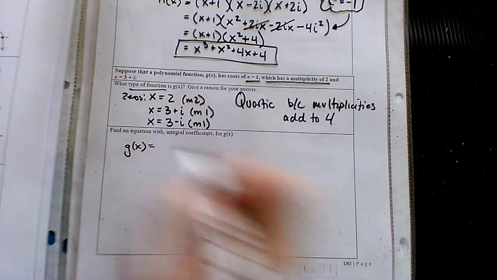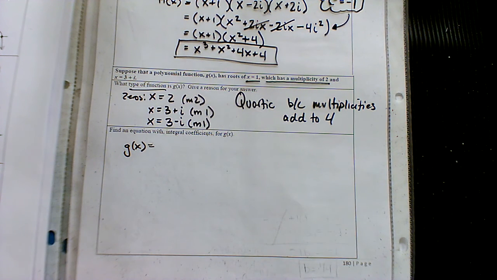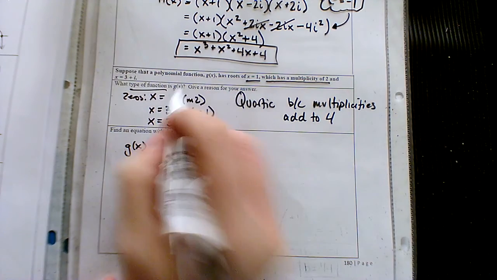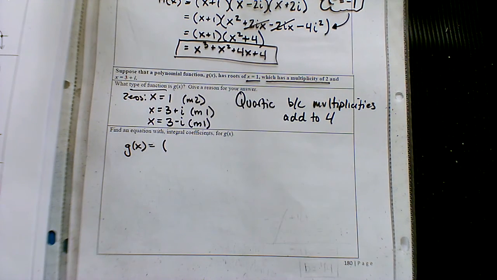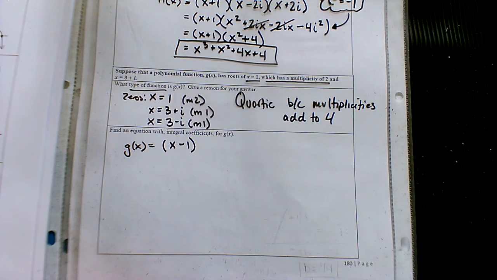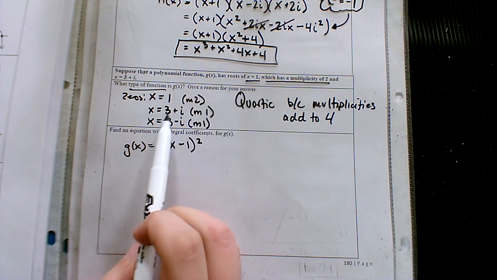All right, let's see if we can figure out what this equation would be that would have these roots exactly. So this should be an x equals 1. My bad, I wrote down the multiplicity instead of the root. So we would need x minus 1. How can we show multiplicity of 2? Squared. Good.